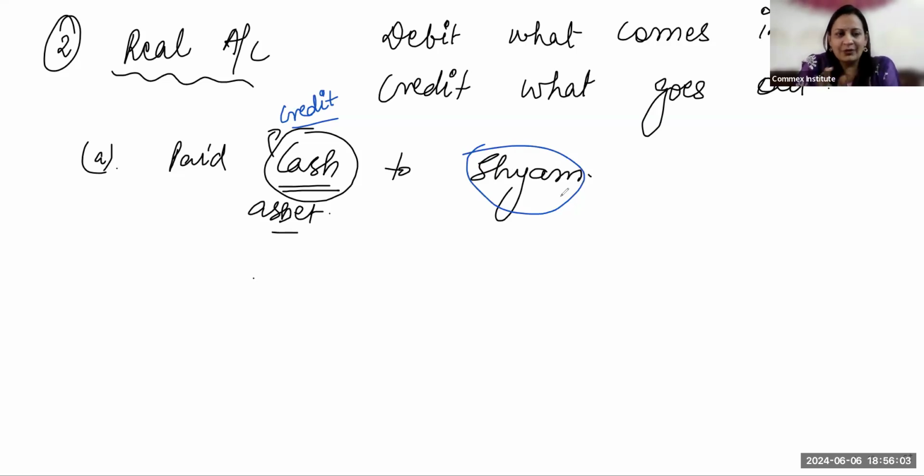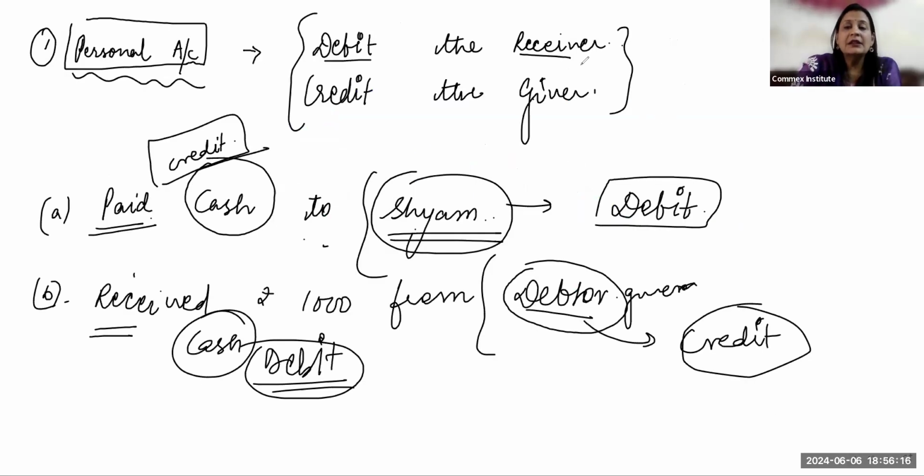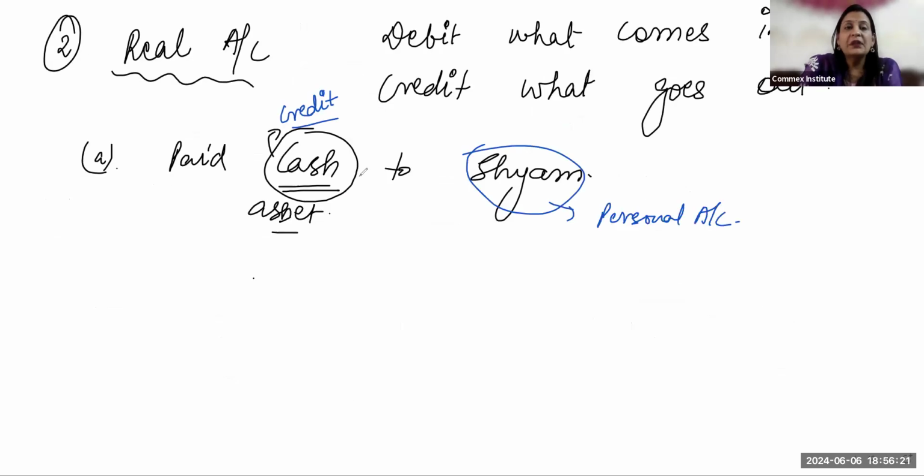ठीक है? ये तो ठीक है, equal and opposite है. वैसे भी Shyam क्या है? Personal account है. और personal account में rule क्या है? We have to debit the receiver and credit the giver. So over here, Shyam is the receiver. तो receiver को हमें क्या करना है? Receiver को हमें debit करना है. तो अपने आप मैच हो गया.